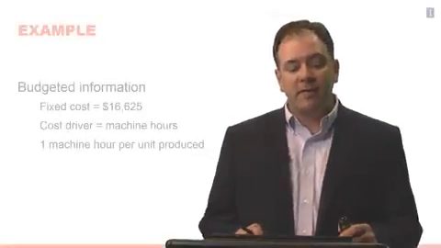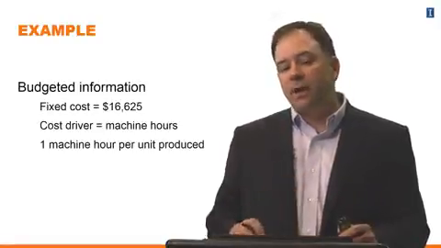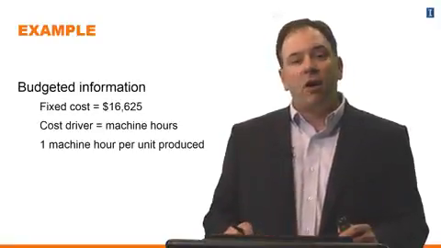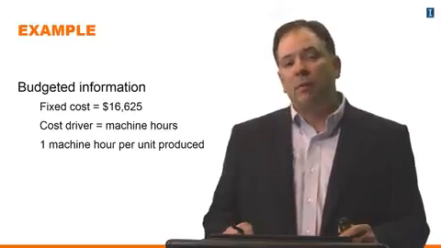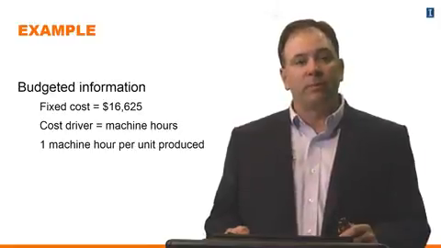So for the coming month, we know the following about fixed costs and the budget for them. The fixed cost is budgeted to be $16,625. And as we learned for variable overhead, the firm has identified the cost driver as machine hours, and we're supposed to use, in a standard world, 1 machine hour per unit produced.